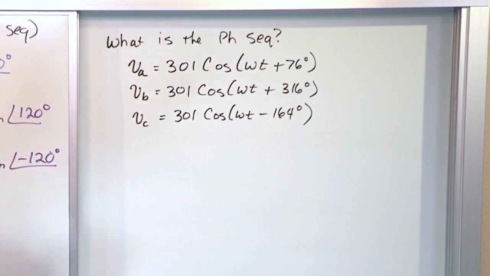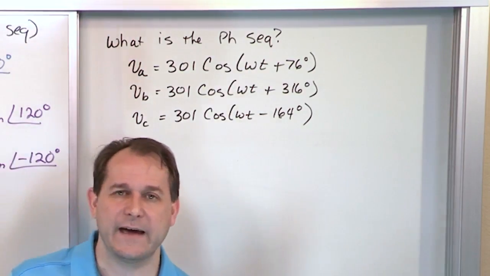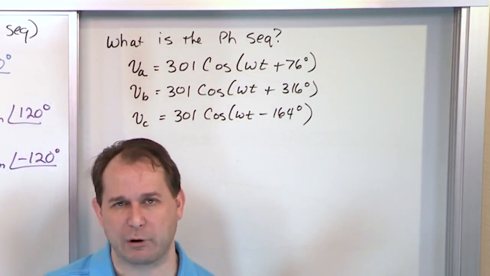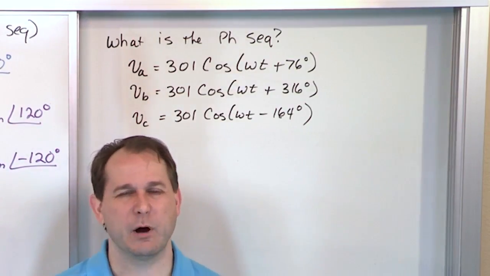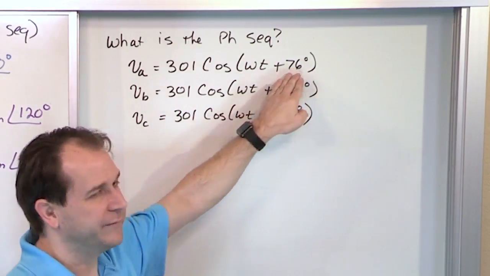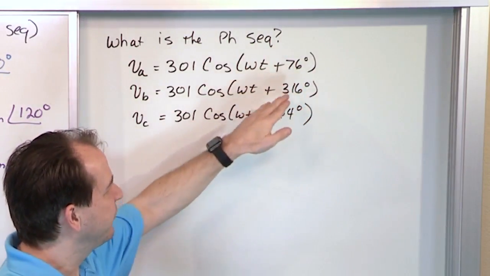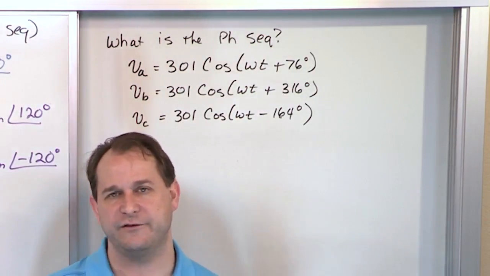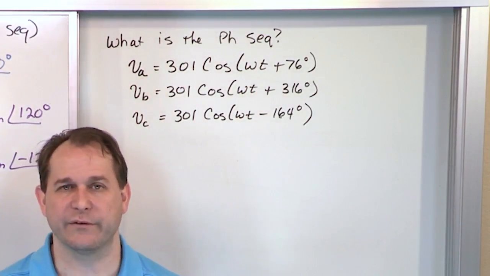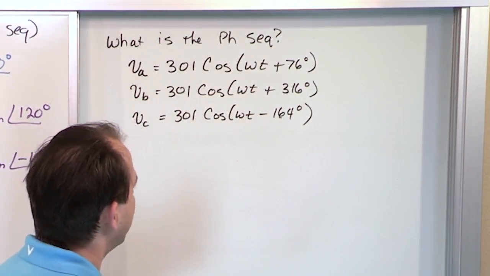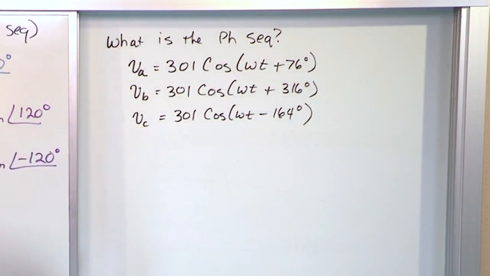Now, first of all, I've been telling you over and over again, A phase is typically 0. It's the reference. That's always going to be true of these problems. But here in the beginning, you get some hokey little problems to test your knowledge. Here the A phase is some weird angle of 76 degrees. Everything else should be 120 separated from him, and he's not 0. That's just done to test you. In reality, the A phase is almost always going to be 0 degrees. But for now, let's just say you have this and we want to know what the phase sequence actually is.